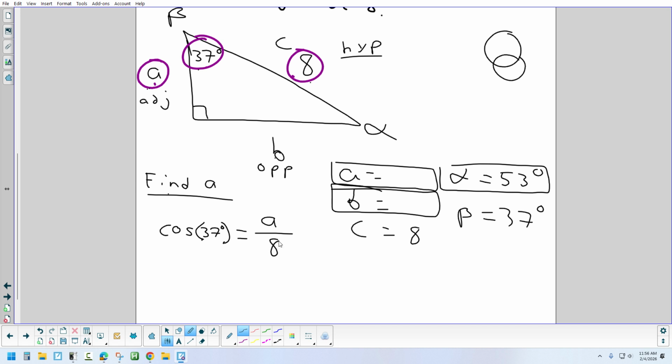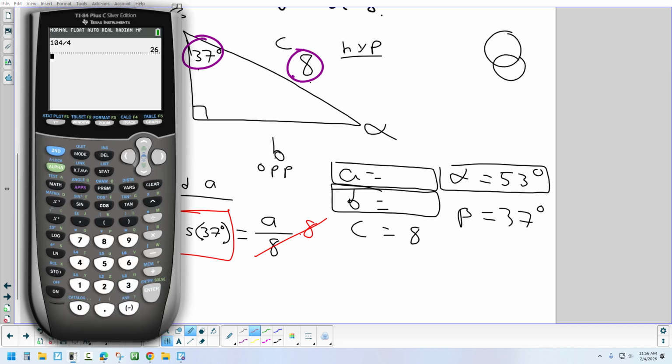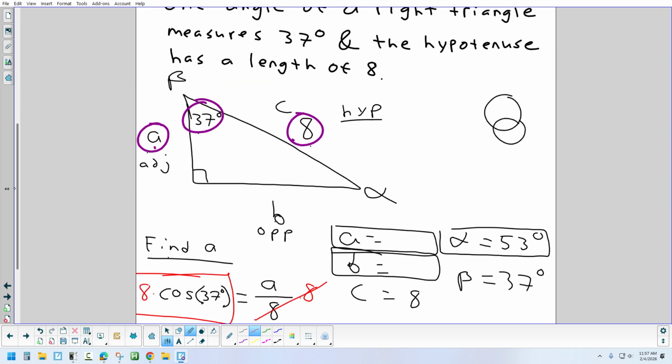How would you move 8 to the other side? Multiply by 8. And we're going to put that in on the calculator. 8 cosine 37. Make sure you are in degrees because 37 is a degree. So switch to degrees. 6.389. Okay, we'll generally do 3 decimal places.